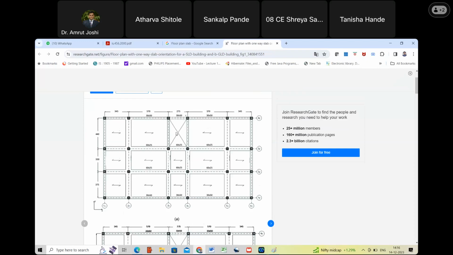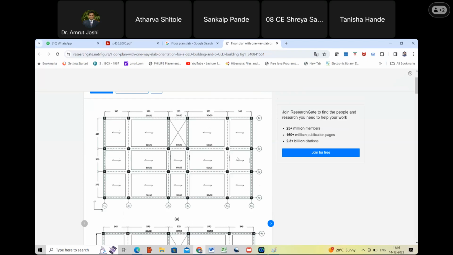So there is nothing on this side and there is nothing on this side. So what is the boundary condition of this slab? तो हमें इस slab का boundary condition कैसे देखना है? So देखो, we have to say that the boundary condition of this slab is two adjacent edges discontinuous. Two adjacent edges discontinuous. Other two edges are continuous because there is a slab on the other side. Are you with me? Yes, sir.